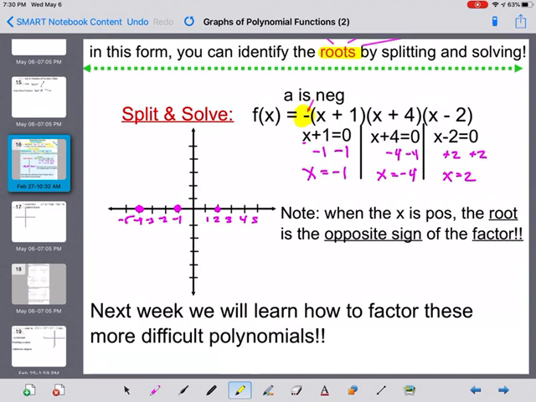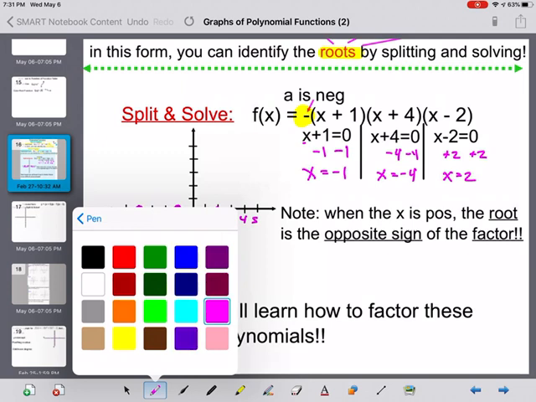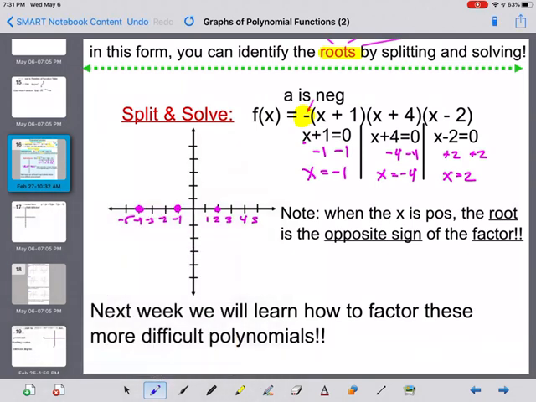Now the next thing I have to look at is the a value that's in front of the parentheses. Since it's negative, I know that my graph is going to go down on the right side. So when I sketch my graph, I know it's going to go down on the right side, and then I can just sketch the rest in like that. And that's how we can sketch a graph and match it to the roots.